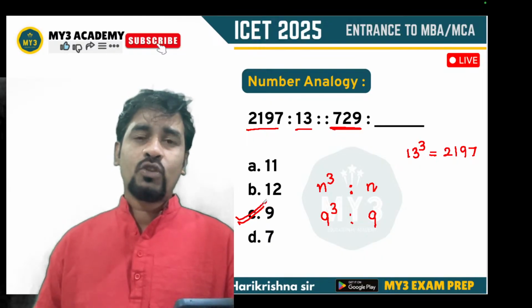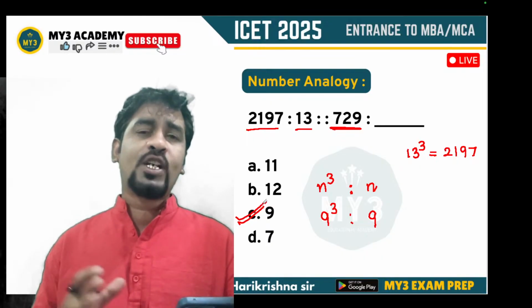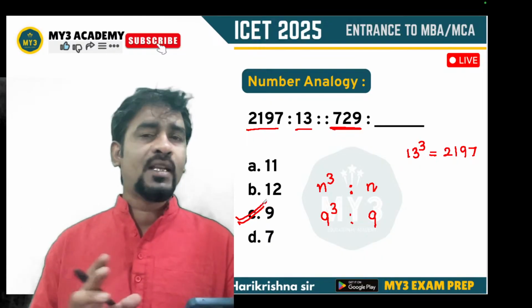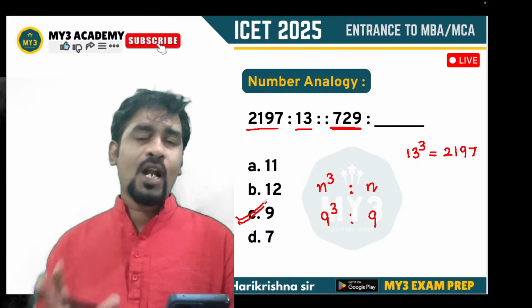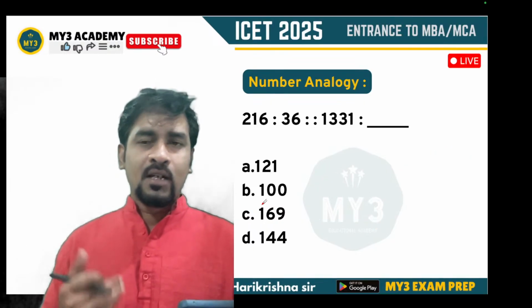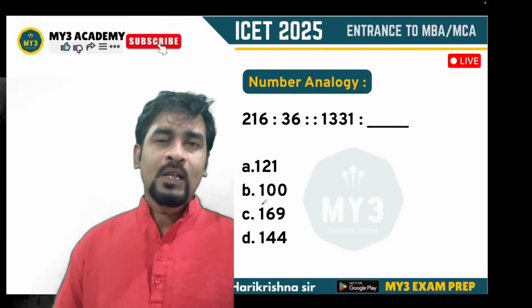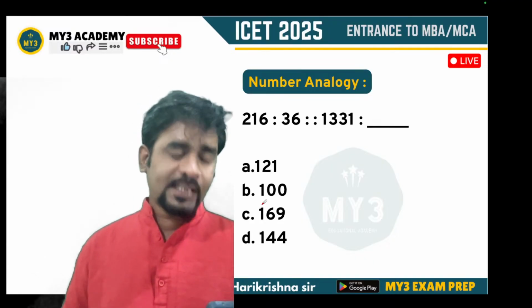So very simple. You must know the cube numbers from 1 to 20. That is very important to tackle the questions, and square numbers and alphabets also. So anyway, let's move forward with the next question. What is the answer? You can respond parallelly in the chat box.